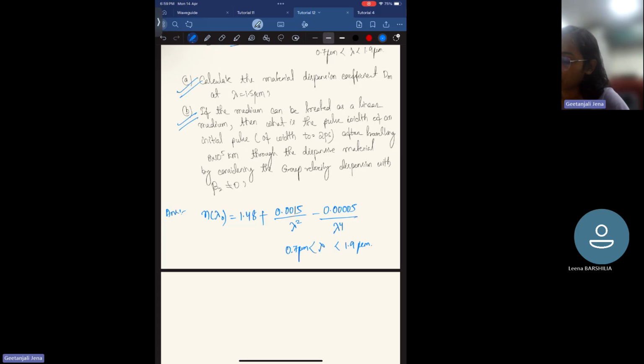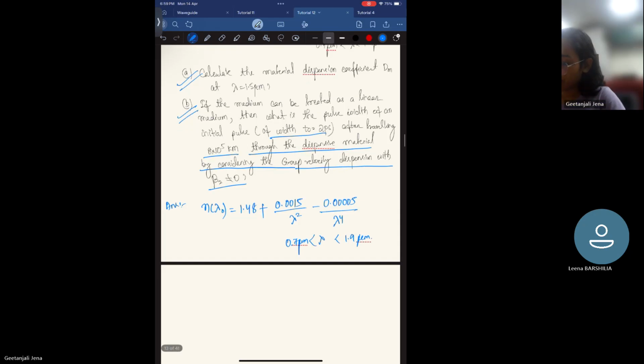In the second part, it is saying if the medium can be treated as a linear medium, then what is the pulse width of the initial pulse, with initial width 2 picosecond, after traveling a distance of 8 into 10 to the 5 kilometer through the dispersive material, considering that the group velocity dispersion beta 2 is non-zero. Okay, so the first part, we need to calculate the material dispersion. So let us see.